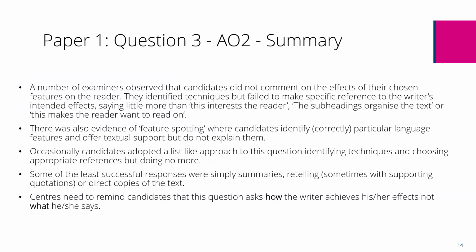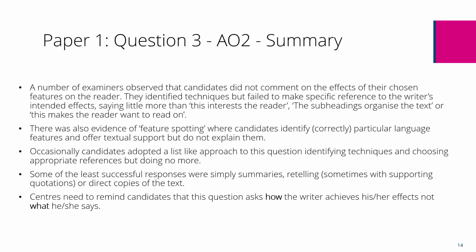So a little summary. This is page 7 from the examiner report. Of course, when we're thinking about question 3, we're thinking about text 1, but we're also thinking about question 6, which is the same skills. So we're still on AO2 for question 6, but it's on text 2. So a number of the things in this summary we need to keep in mind for our question 6 as well.